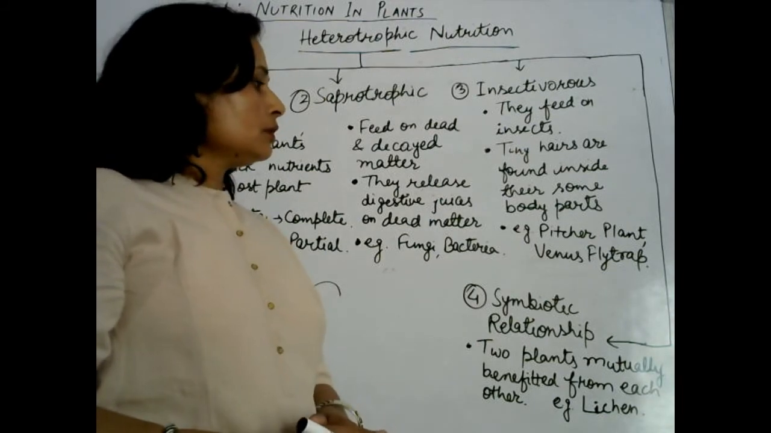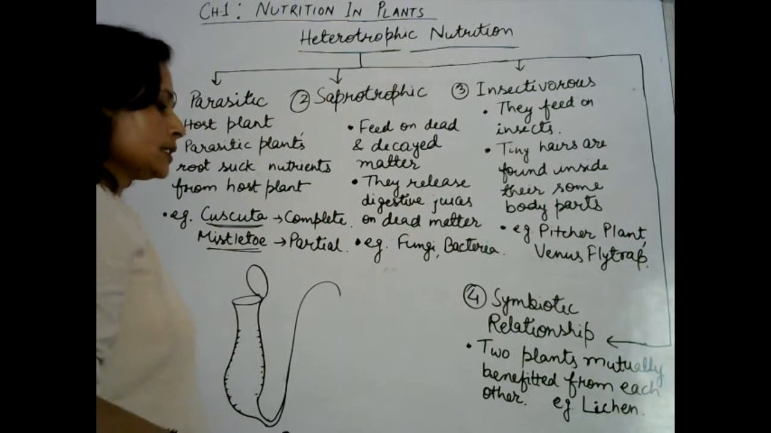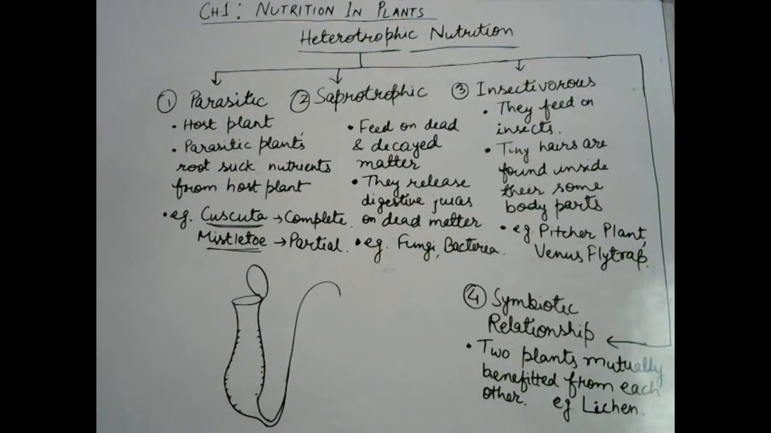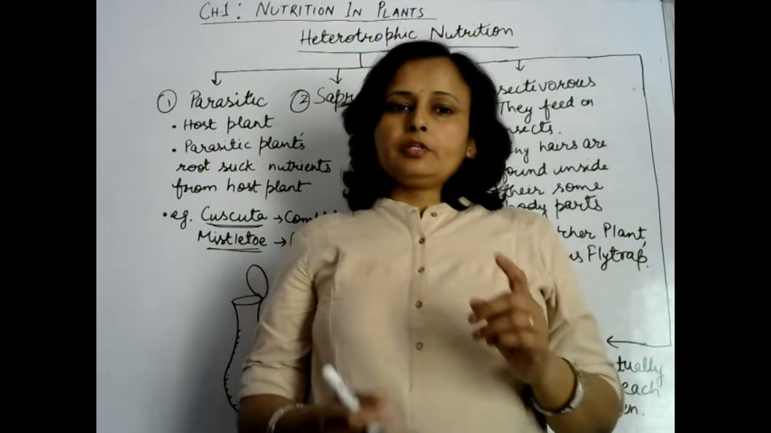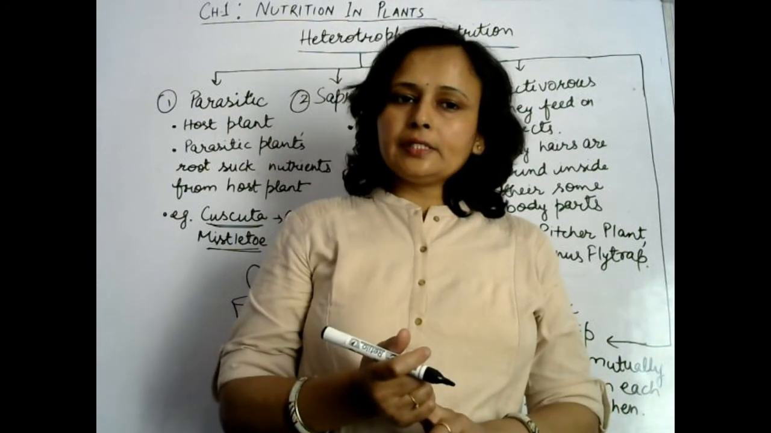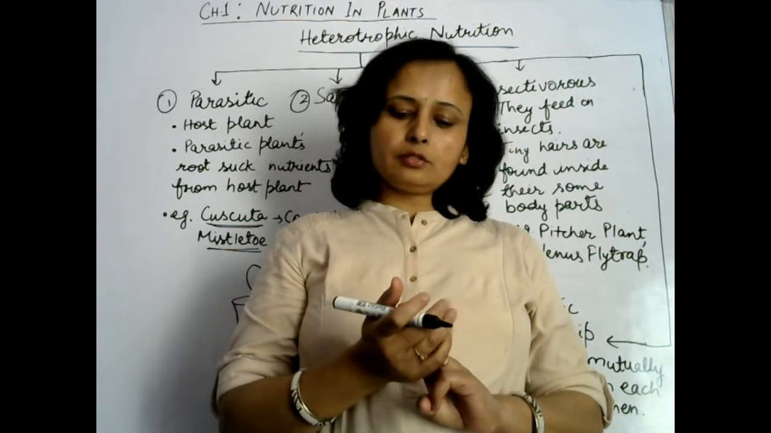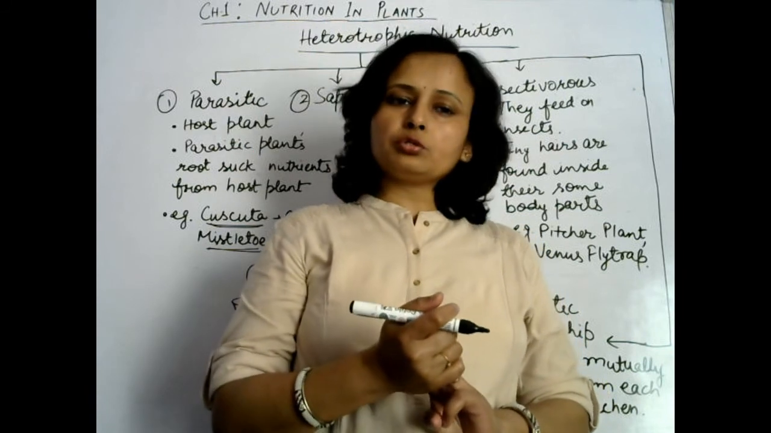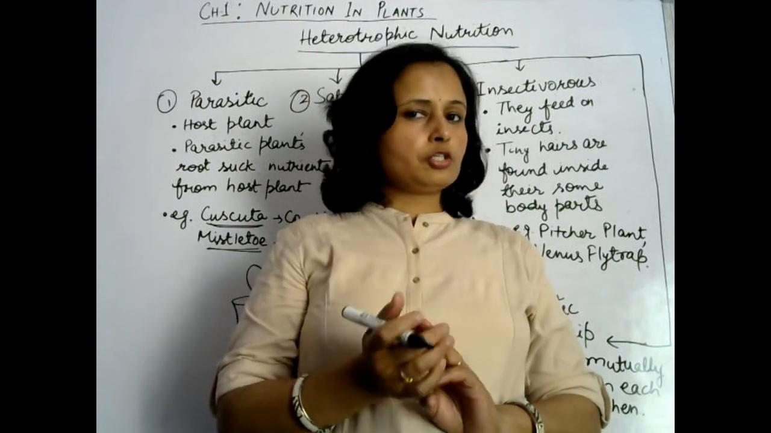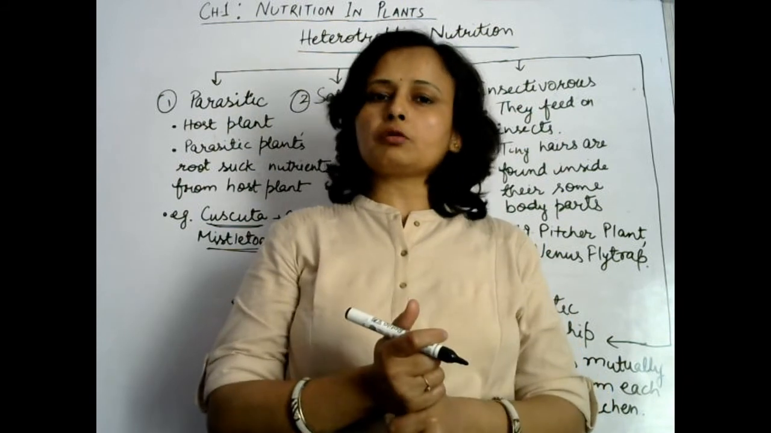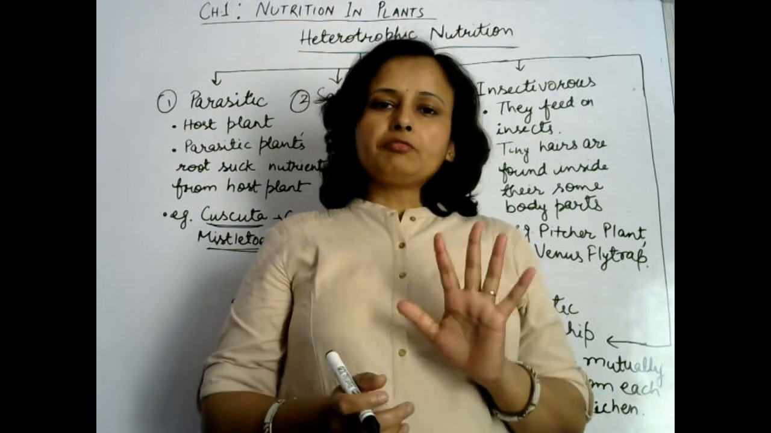Let us just have a look on the screen, then we will discuss more. So we learnt about nutrition, nutrients, then the types of nutrition, that is autotrophic and heterotrophic. In autotrophic mode of nutrition, the process of photosynthesis, and then heterotrophic mode of nutrition.